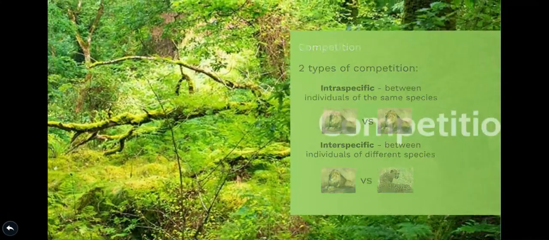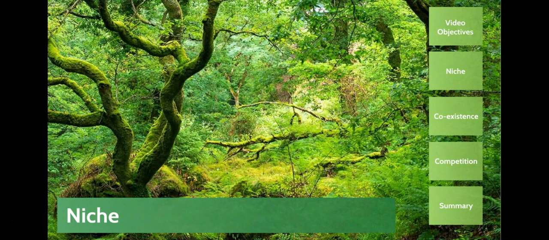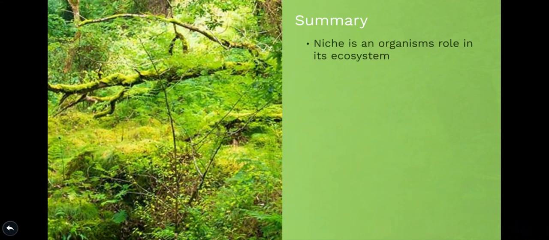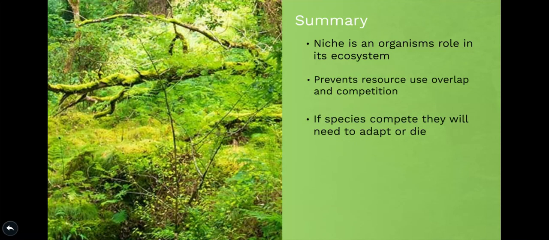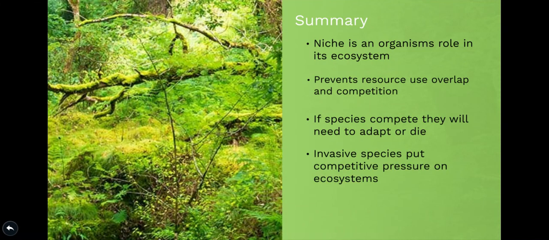So competition is important in terms of niche and in terms of coexistence. So what we understand at this point is that niche is an organism's role in an ecosystem. Having a niche prevents resource overlap and competition with other species. If species compete, they need to adapt or die. Invasive species put competitive pressure on ecosystems and on native organisms, and it tends to be specialists that lose out in this particular case. And generalists are much more able to adapt to competition and therefore survive any kind of pressures that they get.